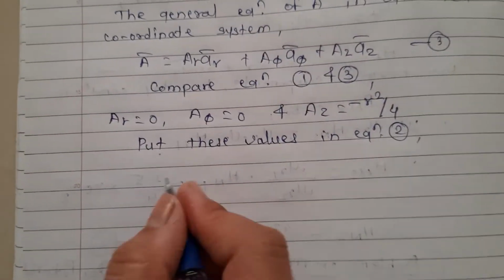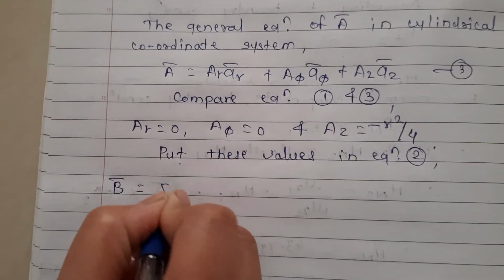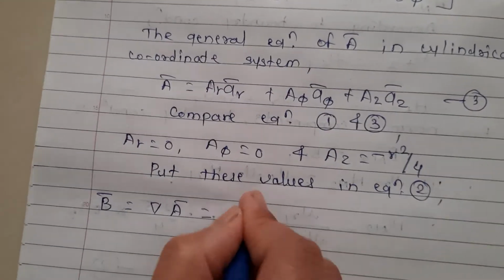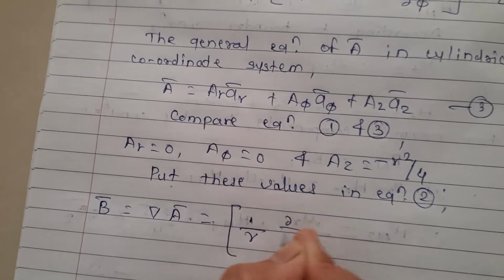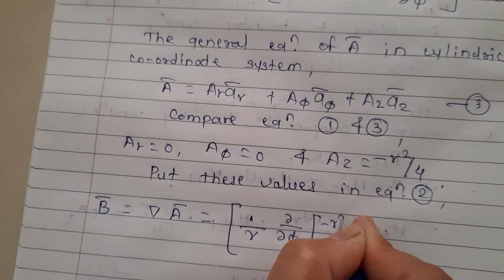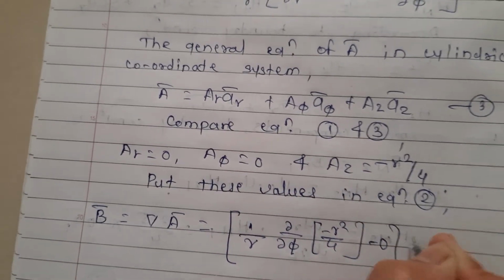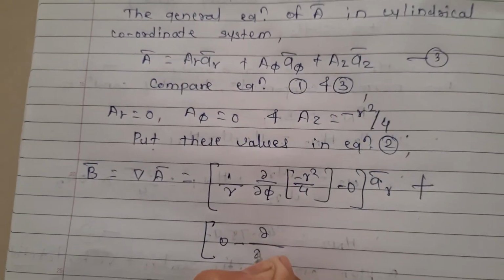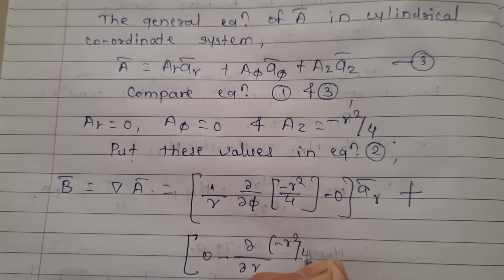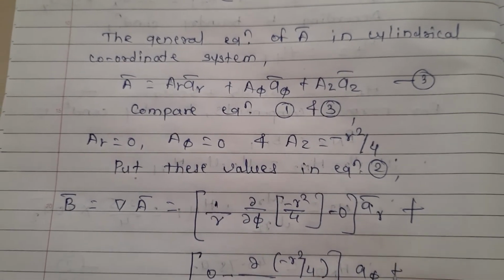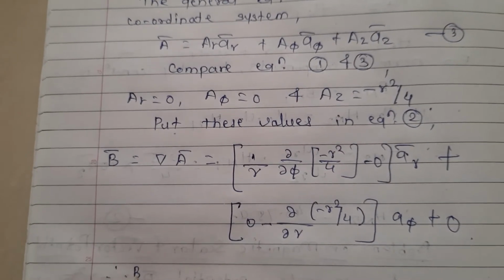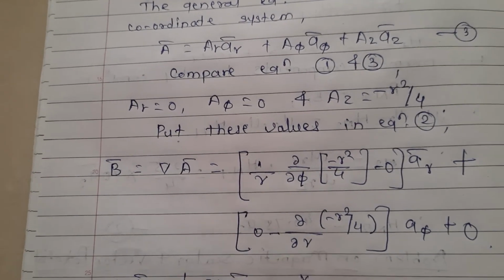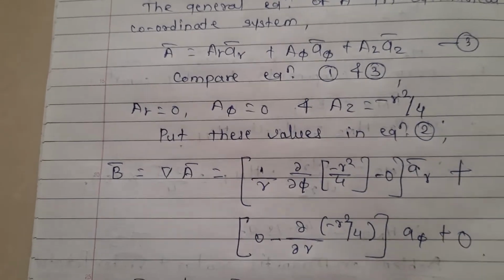So equation 2 becomes B bar is equal to 1 by R, so B bar is equal to 4 to R A phi bar. It is R by 2 A phi bar, equation 4.